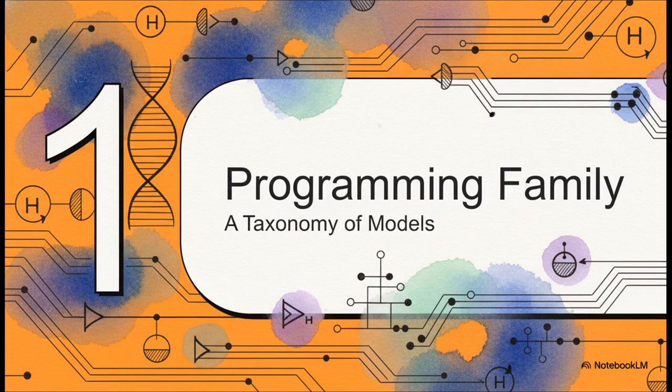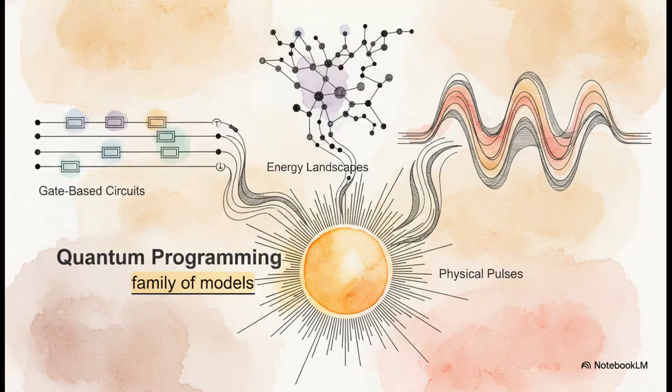Section 1. The Quantum Programming Family, a taxonomy of models. The absolute most crucial thing to understand here is that quantum programming is a family of completely distinct paradigms. You aren't just picking a syntax preference, like choosing between Python or Java. The model you choose completely dictates your entire engineering stack. It dictates your source language, how your compiler behaves, how you validate your results, and even your ultimate metrics for success. What it actually means for two programs to be equivalent changes entirely depending on whether you're working with discrete gates, energy models, or physical microwave pulses.